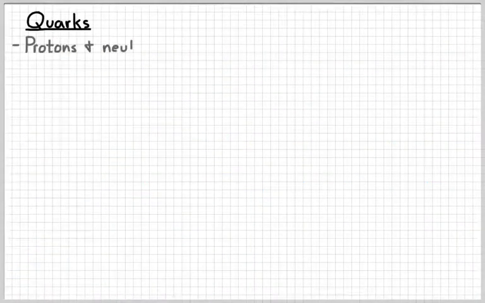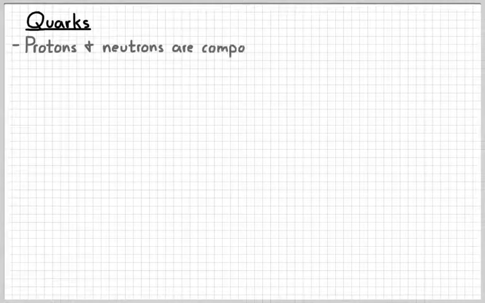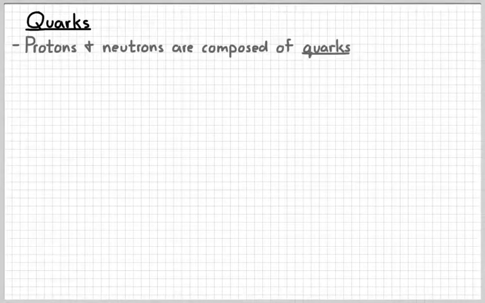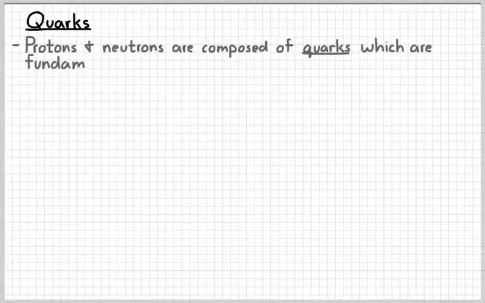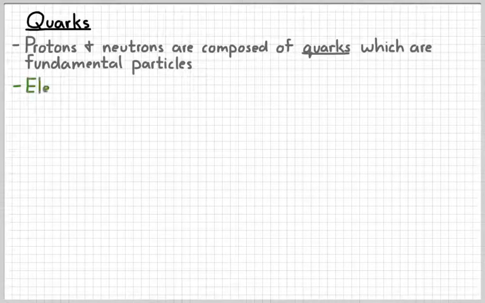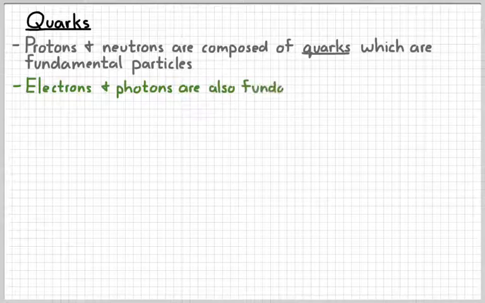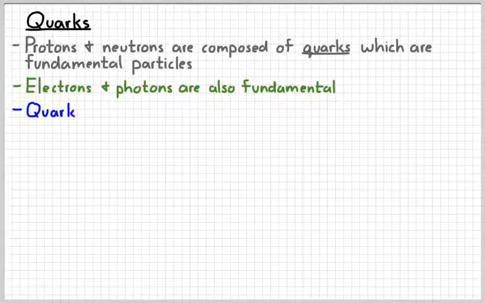You may, in your lifetime, have heard about quarks. Protons and neutrons, even though in most situations we can treat them as being fundamental particles, aren't really fundamental particles. They're made up of things called quarks, and quarks are fundamental particles. Other fundamental particles we may know and love are electrons. And then later on we're going to learn about the particle model of light, and we'll call those particles photons. Those are also fundamental particles.